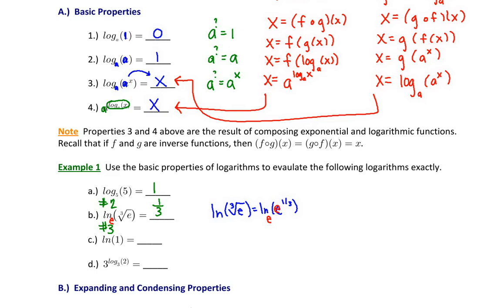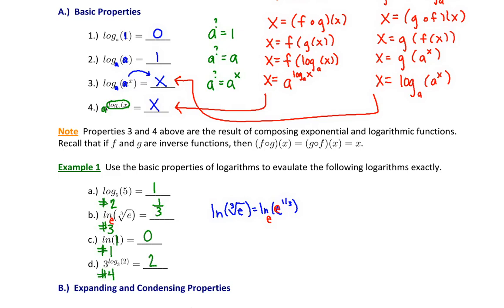Again, we're dealing with a base e logarithm, but notice the argument is 1. This follows the pattern of property number 1. Log of any base of 1 is always equal to 0. And then finally, we have 3 to the log base 3 of 2. This follows the pattern of property number 4. So the answer there is just the argument.